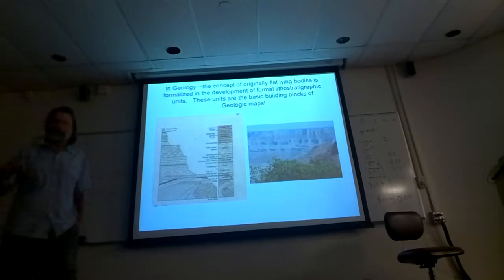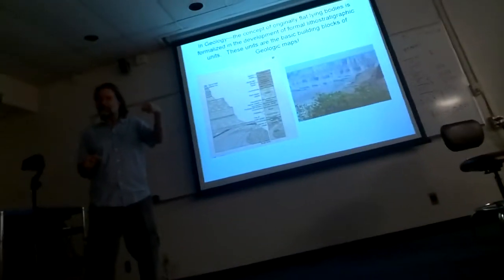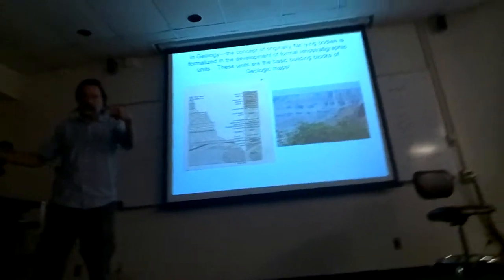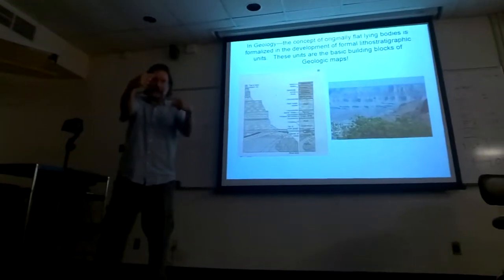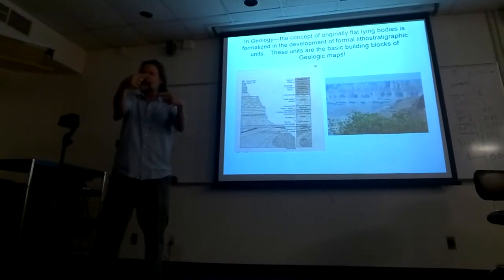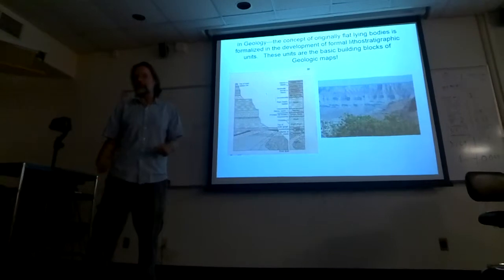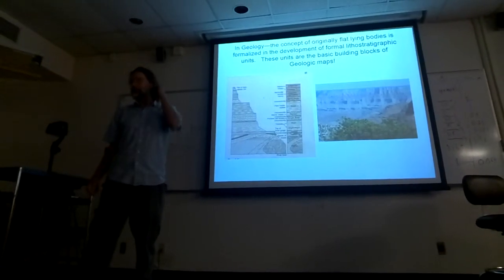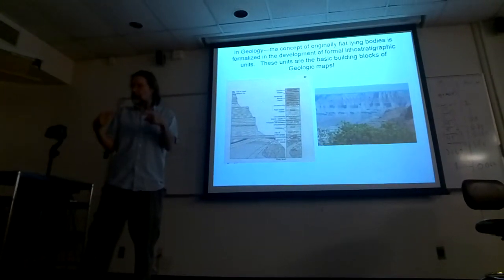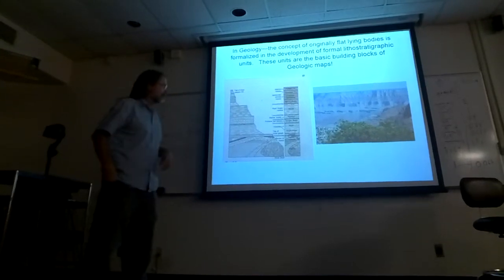What I mean by that is, geologist A follows this layer to this position, geologist B follows this layer to this position, and they don't match when they come together because they're following a different horizon. And that's why we use formalized rock units, to avoid that.